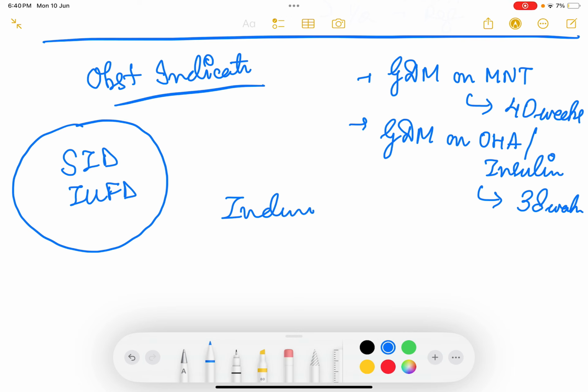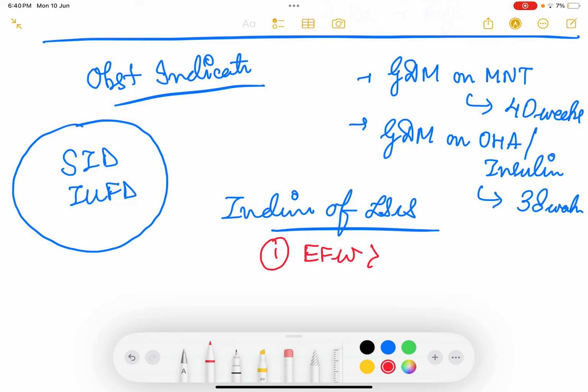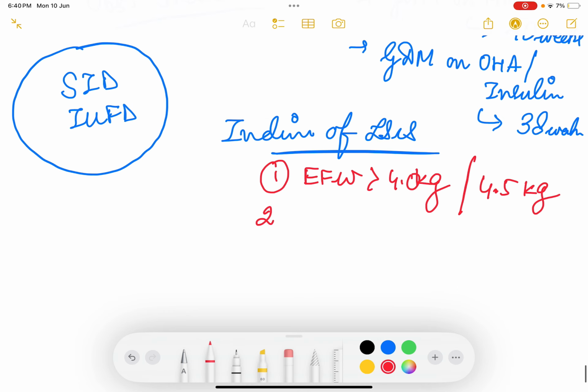What are the indications of cesarean section? Elective cesarean section. Indications of LSCS in a patient with diabetes. Very, very important. Number 1, if the estimated fetal weight is more than 4 kg in the Indian scenario, then we go for elective cesarean section. And if it is 4.5 kg in Western countries, then they go for cesarean section. Number 2, sometimes you get two options, 4 kg and 4.5 kg. Then preferably give 4.5 kg. Okay, 4.5 kg is the prediction of macrosomia.